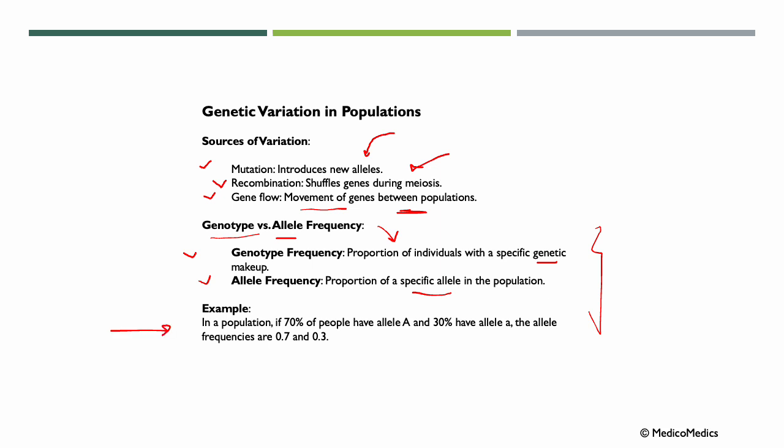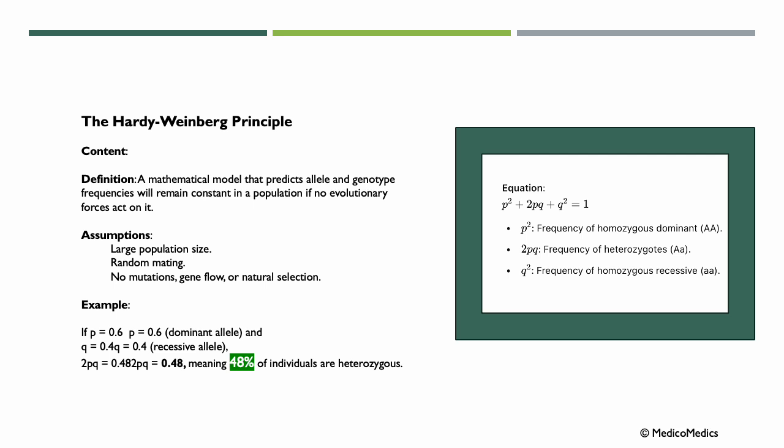An example of this could be in a population. If 70% of people have allele A, capital A, and 30% have allele a, the allele frequencies are 70% and 30%. So now let's see some practical calculations.